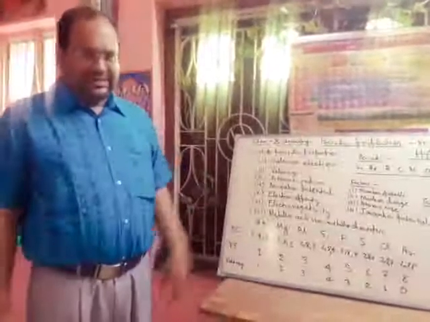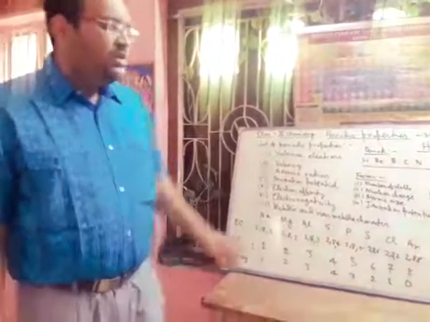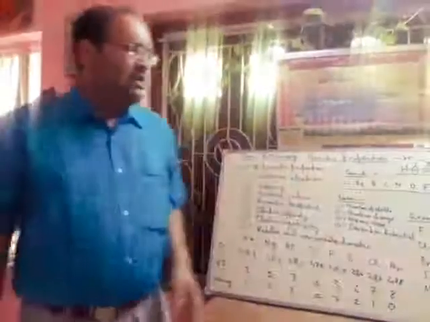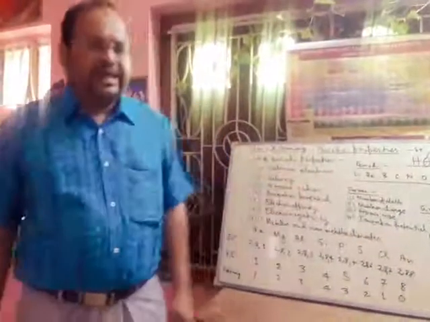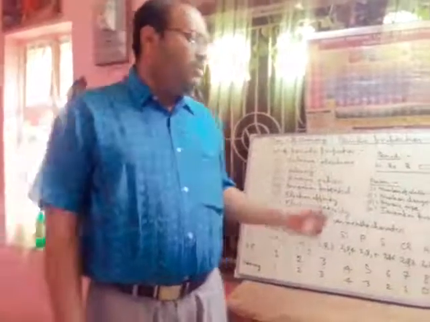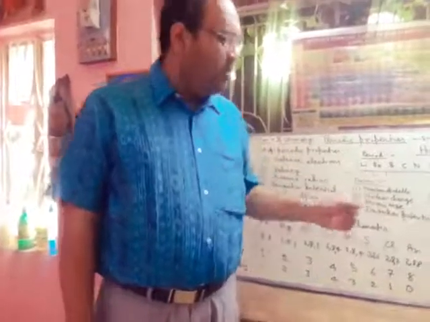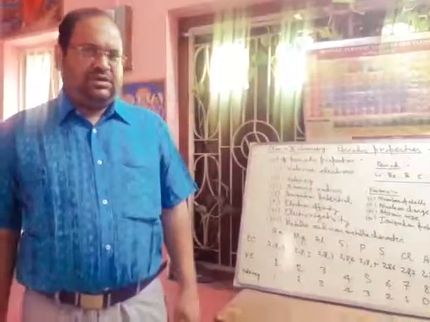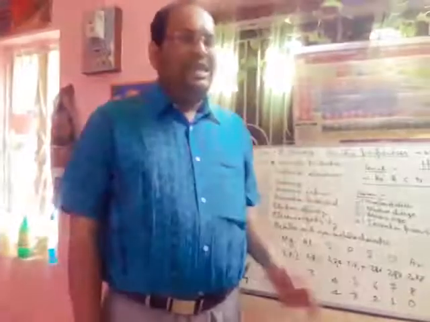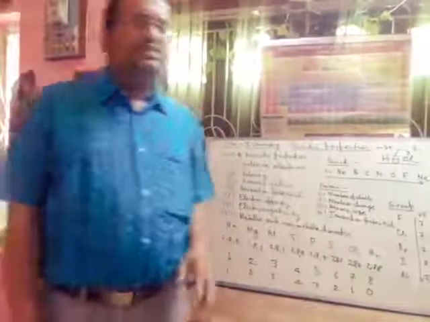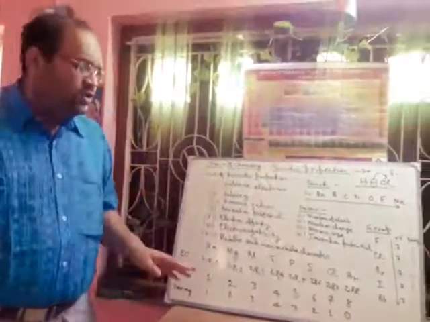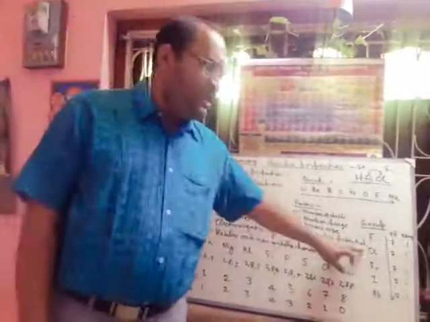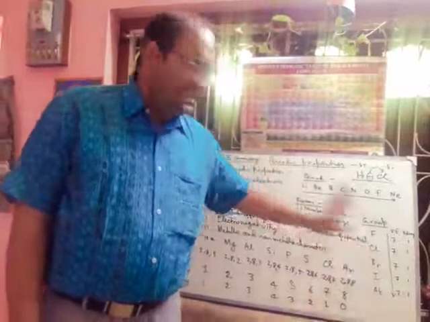But there is some exception. Between fluorine and chlorine, as the size of fluorine is very small, whenever we add one electron to form F minus, there will be severe repulsion. But in case of chlorine, it can accept the electron very easily to form Cl minus. So the electron affinity of chlorine is higher than fluorine.